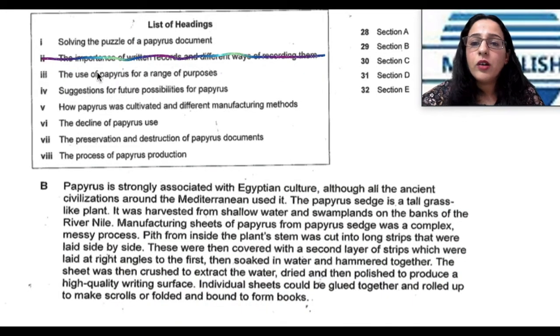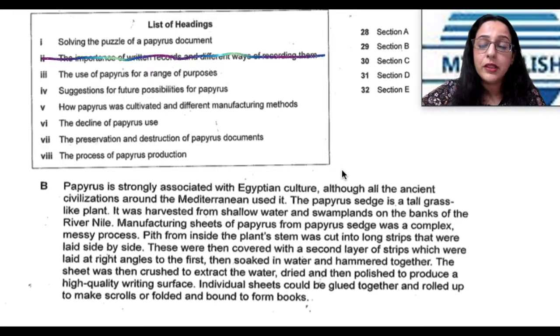Now, for the next one, you have to cross out the second since you have already marked it. So now you're left with 7 choices and the rest of the paragraphs. Fine. So again, pause the video, try to find out what can be the possible answer for para B.